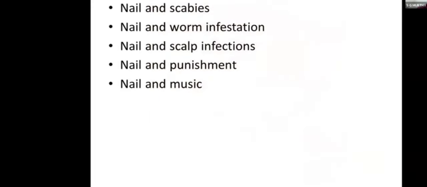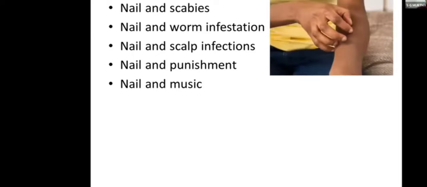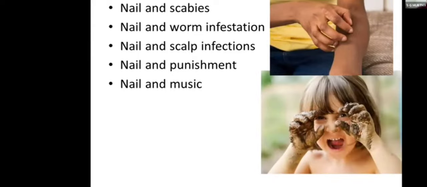And what happens, nail and scabies ke saath kaisa hota hai, scabies patient will keep scratching. But the nail, if they have long nails, they will keep scratching and they will have infection. So nail, scabies, pehla patient ko pehla nail katne bolne ka, because otherwise it will get infected also. Nail and worm infestation, what happens is, worms ka jo eggs rehta hai, that will get lodged in that nail bed. And when they eat, that egg goes inside. So nail, first cut the nail short if you want to prevent worm infestation also.